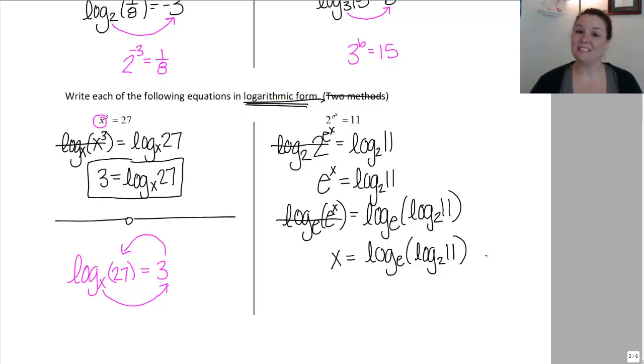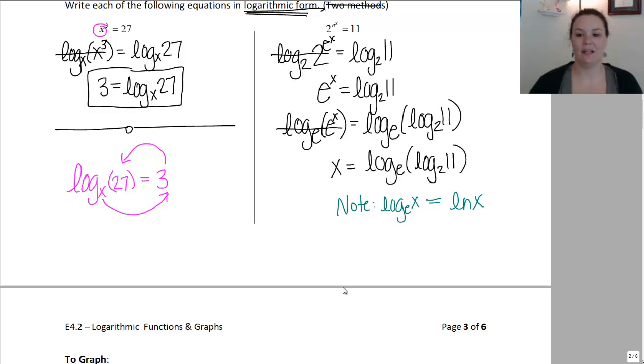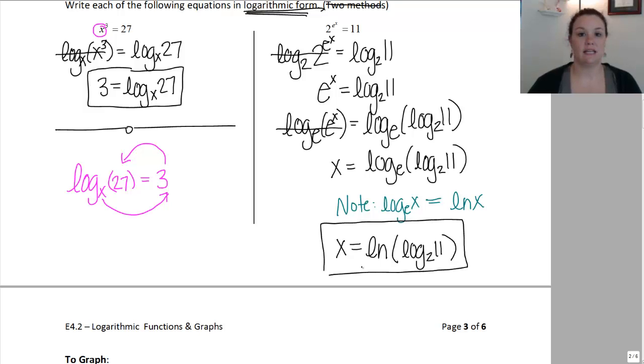Now, log base e, remember, was our natural log. So I'm just going to put over here, note, log base e of x is the same thing as ln x. So anytime you have log base e, we don't leave it written like that in our answer. We go ahead and put ln in. So that means we have x is equal to ln of log base 2 of 11. Ln undoes e. So if you want to write it as log base e when you're working it out, you can, or if you want to just get used to ln being the inverse of e, you can just take ln of both sides. All right. So those are some of our properties.